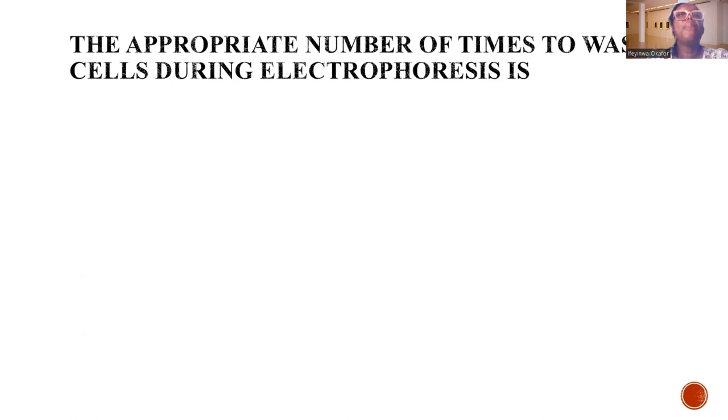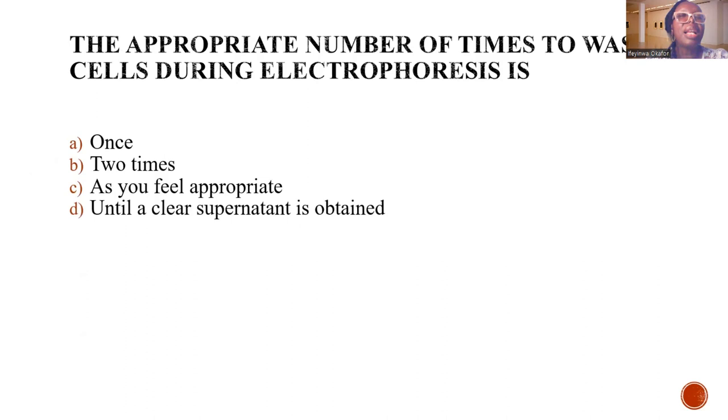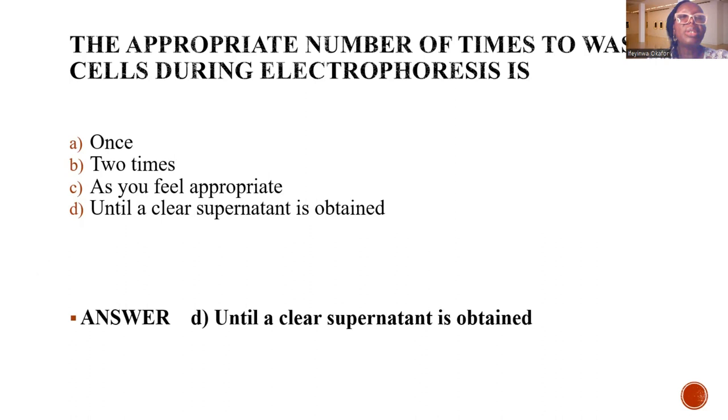The appropriate number of times to wash cells during electrophoresis is: A, once; B, two times; C, as you feel appropriate; D, until a clear supernatant is obtained. Answer, D, until a clear supernatant is obtained.